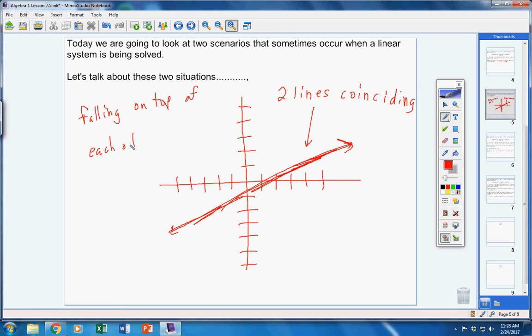I would like you to write that in your notes too, please. So now you have two pictures in your notes. One picture is when you have parallel lines, and the answer is no solution, okay?